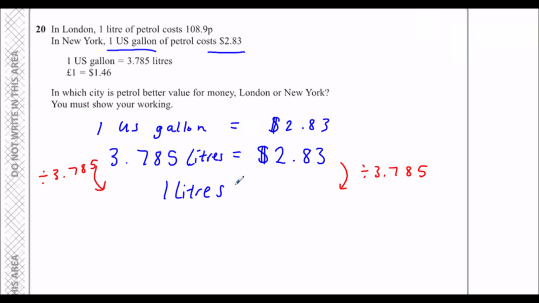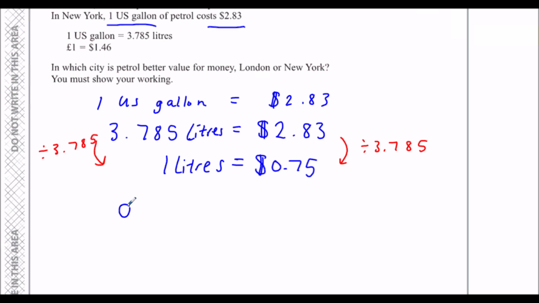I don't want to know how much 3.785 litres costs. I want to know 1 litre. So I'm going to take 2.83, divide 3.785. So 1 litre costs $0.75 to the nearest cent, but I'm going to keep that whole number in the calculator because I'm going to use it again. So 1 litre is 75 cents, and I'm going to change 75 cents into pounds.